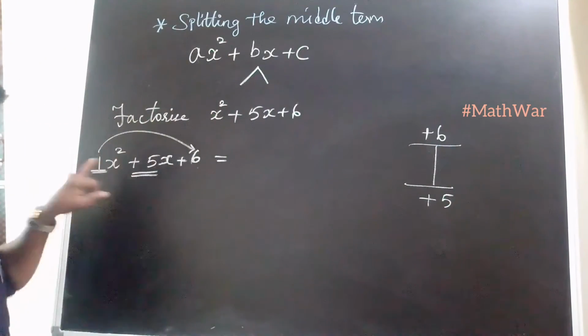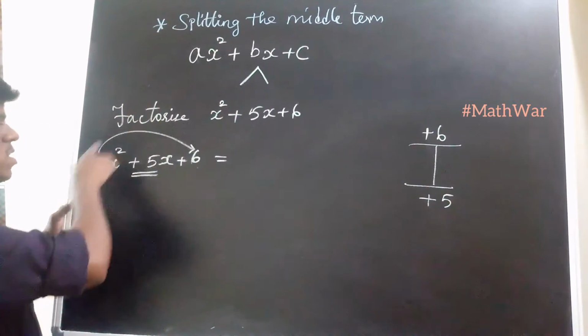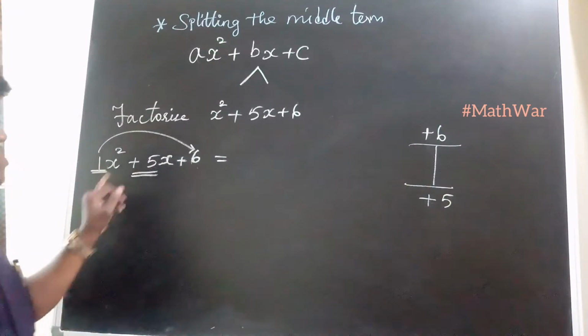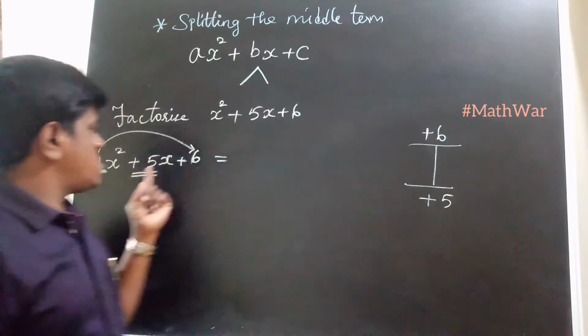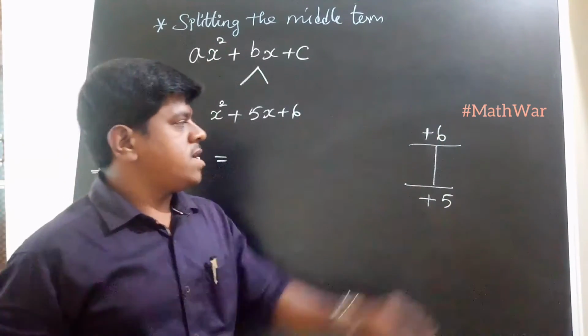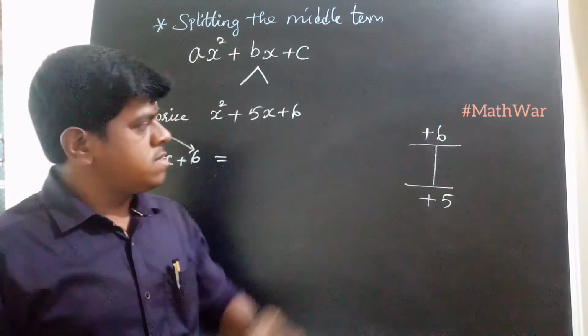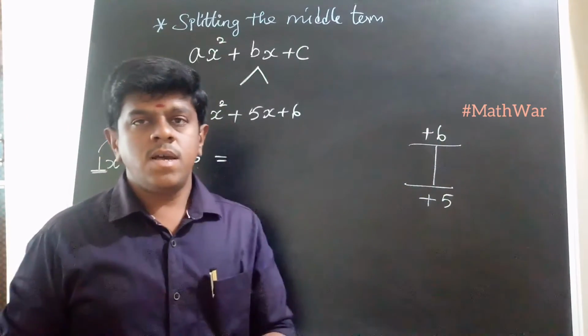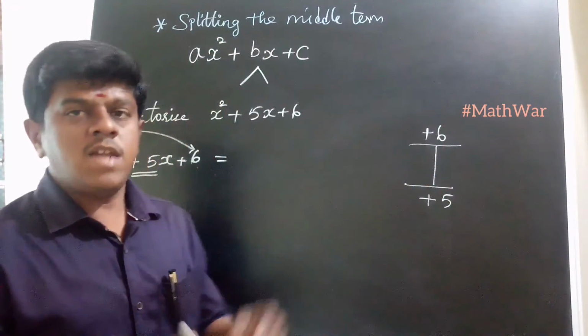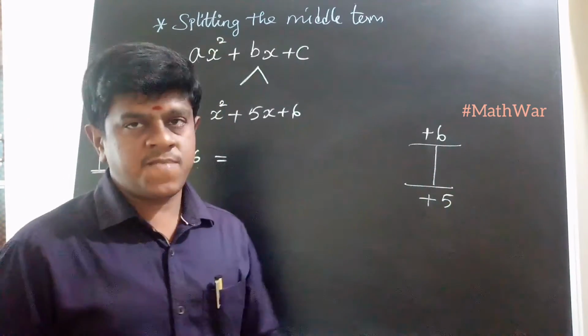So first thing is you should multiply the coefficient of x square and the constant term, with the sign only you should do. So actually it is plus 6. And the coefficient of x term with the sign, so it is plus 5. Now we should take two numbers such that if you multiply, we should get plus 6, and if you add, we should get plus 5.